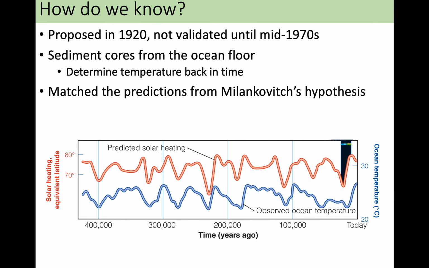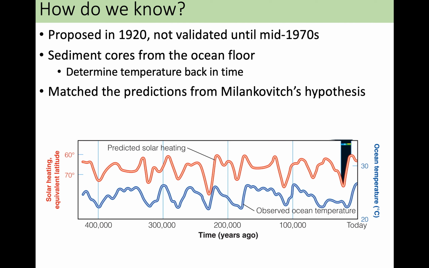So how do we know this? The cycles were actually proposed in the 1920s, but they were not validated or proved and accepted until the 70s. And it took sediment cores from the ocean that could actually determine the temperature back in time for anyone to believe or for this idea to be accepted as true. Because of course we know we need evidence to believe any science. So it took until the 1970s to get this evidence once we were able to drill these sediment cores and use the chemistry of the sediment cores to determine the temperature of Earth back in time.